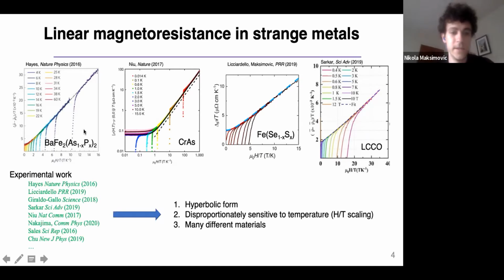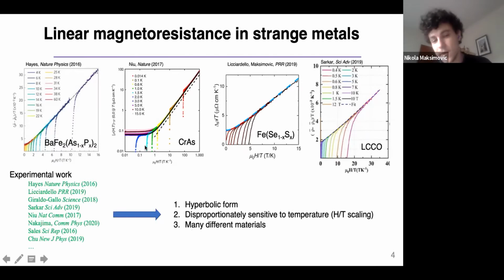The second is that it seems to be kind of disproportionately sensitive to temperature. This was noticed by Ian Hayes originally, where you can just scale magnetic field by temperature and resistivity by temperature, and it seems to capture all of the low temperature data very accurately.